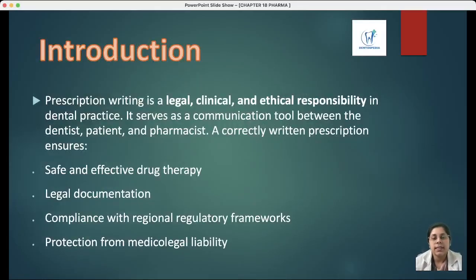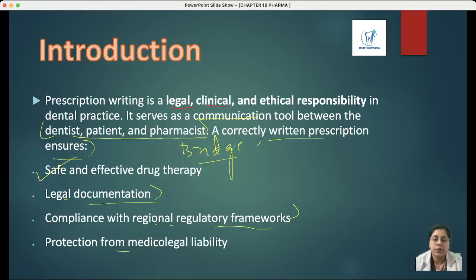So a prescription is a legal, clinical, and ethical responsibility in a dental practice. It serves as a communication between the dentist, patient, and the pharmacist. Basically, it forms a bridge between these three. A correctly written prescription should ensure safe and effective drug therapy, legal documentation, compliance with the regional regulatory framework, and protection from medico-legal liabilities.